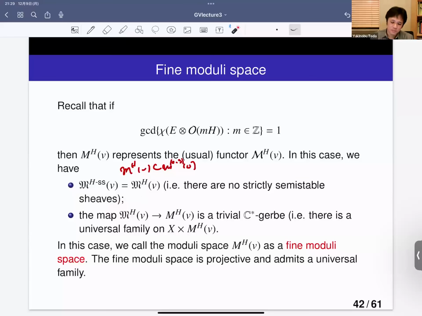the automorphism groups. So even for stable sheaves, there are some automorphism groups, that is C star. So for a stable sheaf, the automorphism group is just the one-dimensional torus.